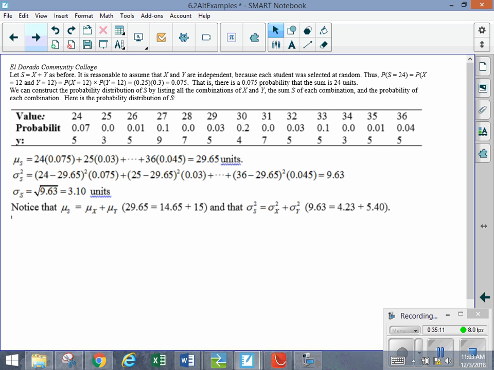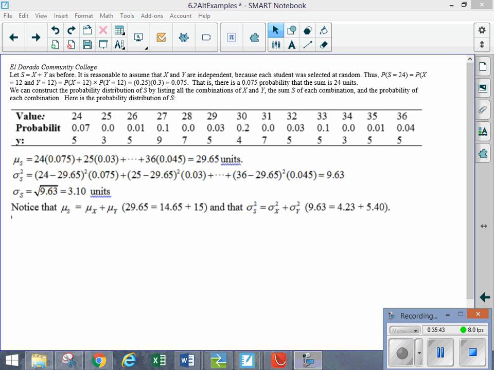So we can calculate the mean, and we can calculate our standard deviation in the same way. We can also just add them, right? So you could use this probability distribution to add them, or you could just add them. All right, so the y is just the y in probability.